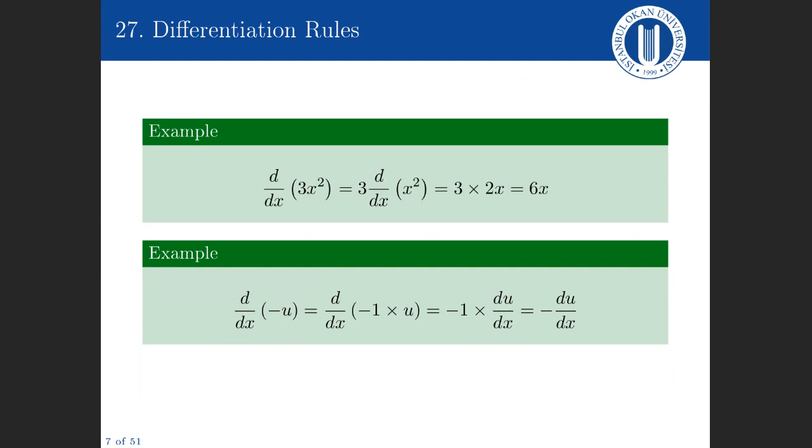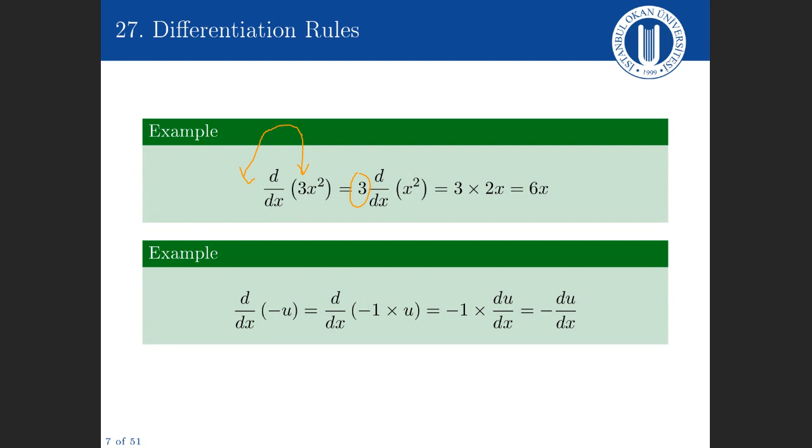Two simple examples using the constant multiple rule. First example, the number k is equal to 3. The derivative of 3x squared. 3 is a number, we can take a number outside of the derivative, and we can write this as 3 multiplied by the derivative of x squared.